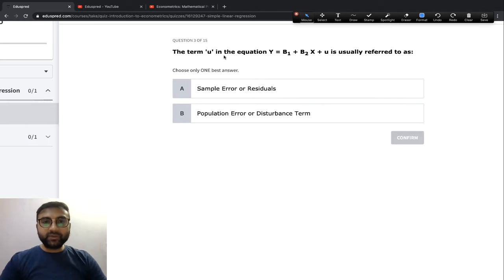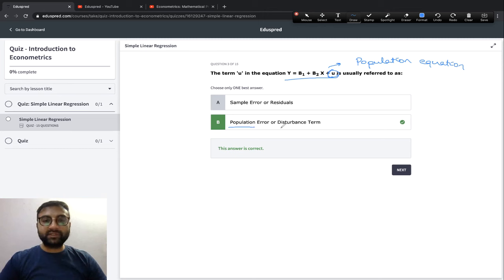The term u in the equation y equal to beta 1 plus beta 2x plus u is usually referred to as, well, the right answer is population error or disturbance term. Now see, this is something you need to be really careful with. This over here is a population equation. Okay, so we have population equations as well as we have sample equation. The equation that I have written over here, this is a population equation, and this u is actually your population error, and population error is also called disturbance term.